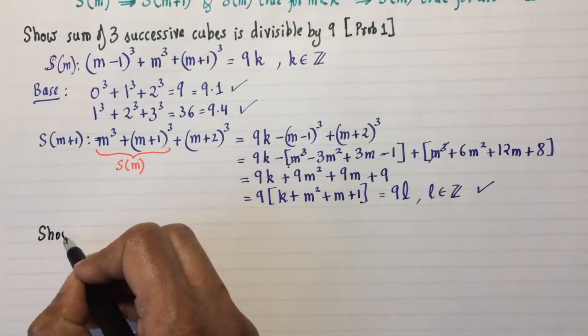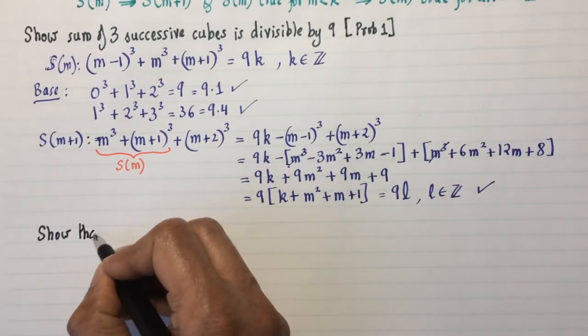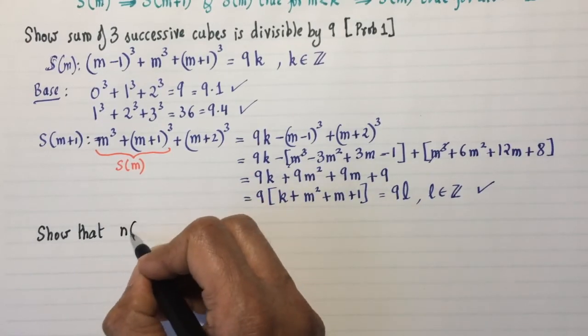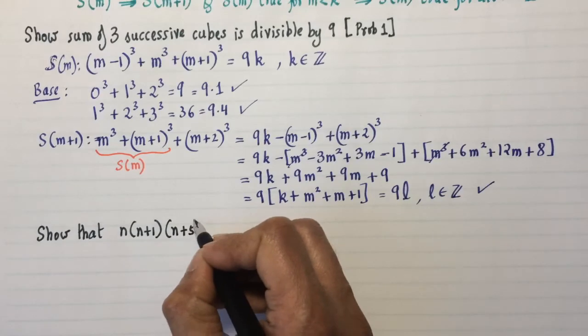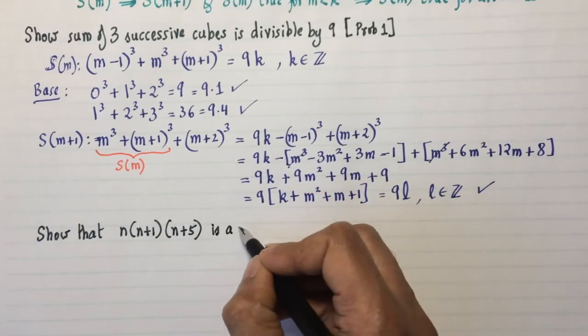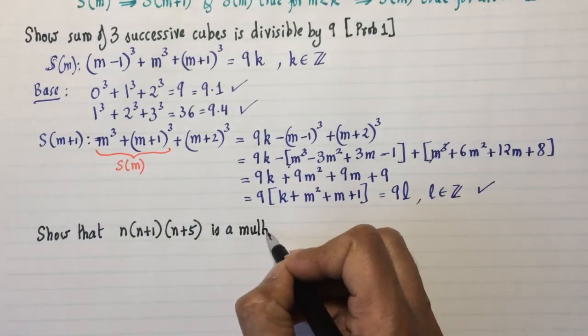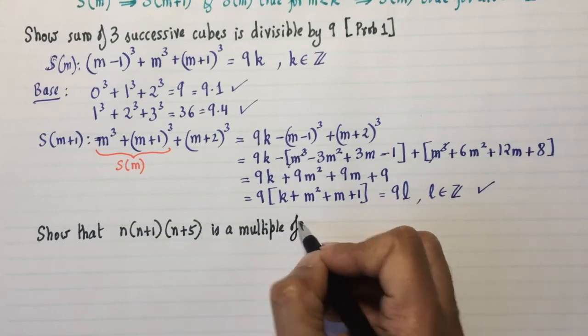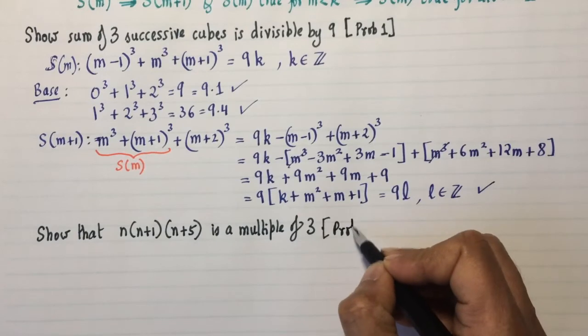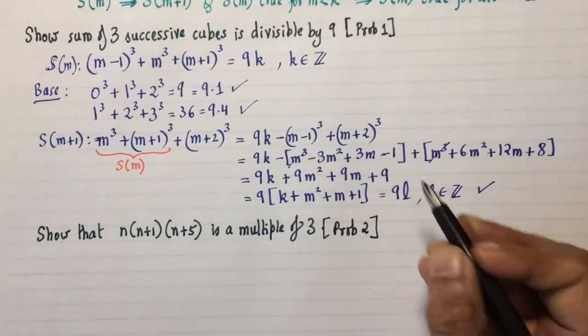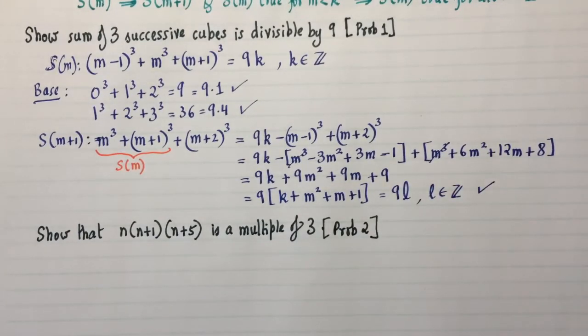I would like to show that n times n plus 1 times n plus 5 is a multiple of 3. So that's problem 2. How would you solve this problem? Well, first of all, we have to make sure that the base case works. If the base case does not work, then there's nothing to do.